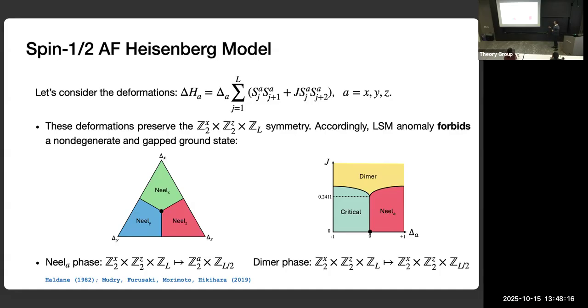Then the next nearest neighbor coupling, what it does is that when it is sufficiently large, it opens a dimer phase, which actually preserves the internal symmetry, but it breaks the translation symmetry only by one lattice site. So the black dot point actually has the full SO(3) symmetry. Yeah. So what happens to that?